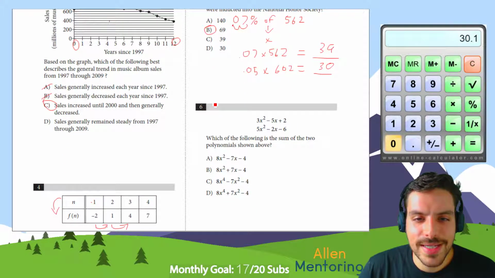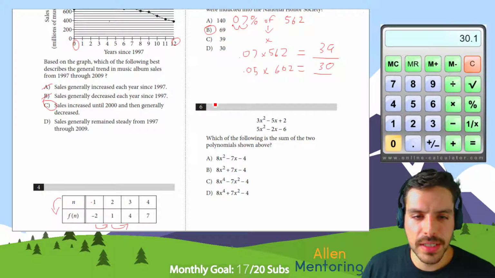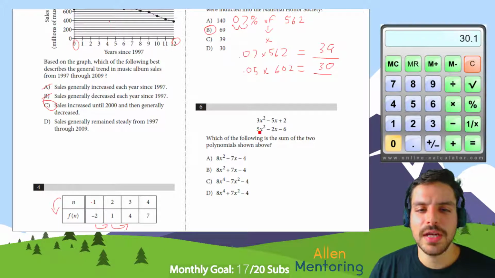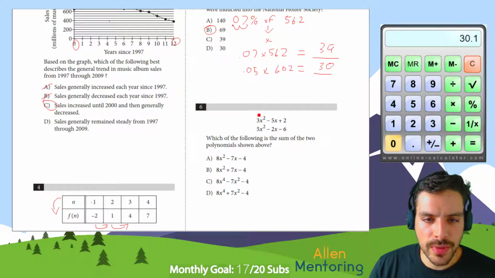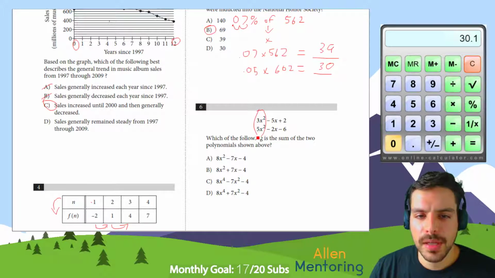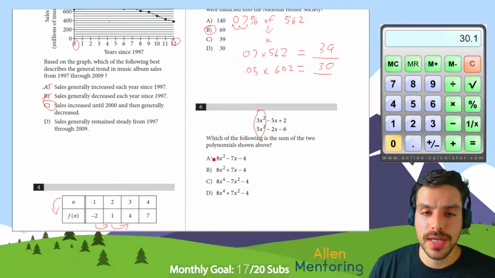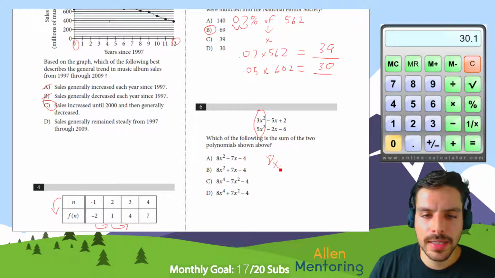Which of the following is the sum of the two polynomials shown above? All right, this is pretty easy, right? All we want to do is combine like terms, right? And let's see if, as we combine like terms, if we can knock out any possible solutions. So let's start with here, 3x squared plus 5x squared. Well, that's pretty simple, right? They're like terms, x squared stays, and we add 3 and 5, so that'll get us 8x squared.